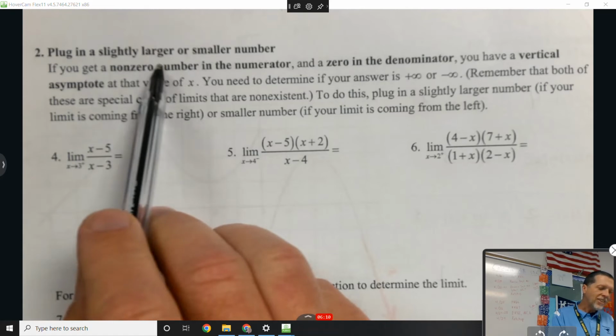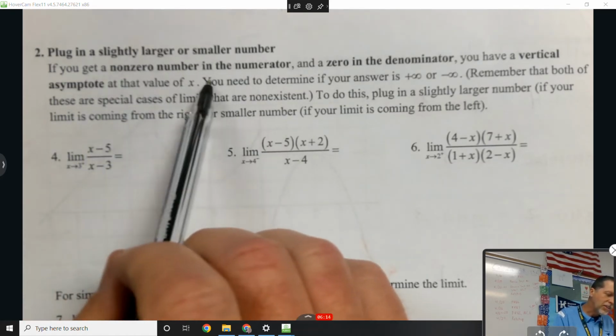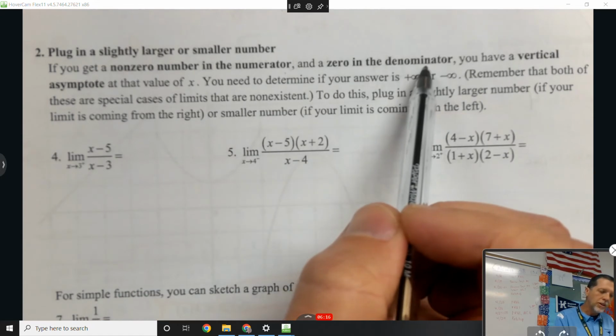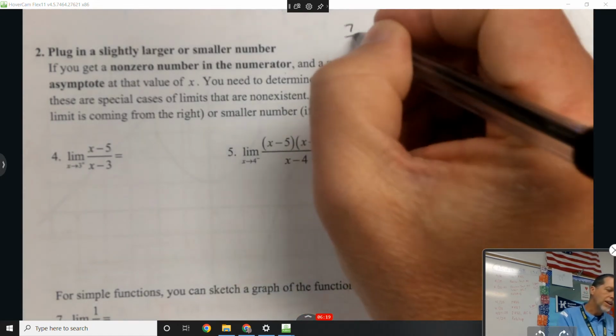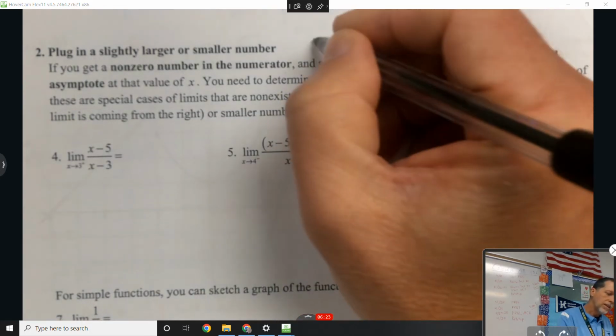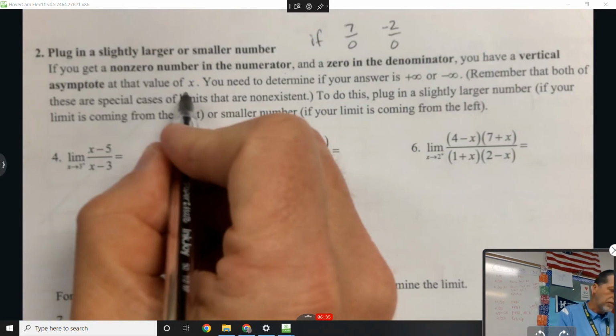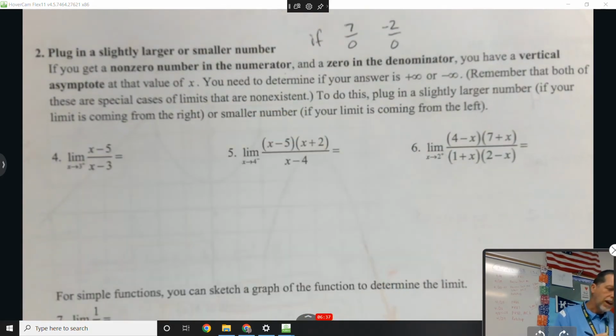Plug in a slightly larger or smaller number. All right. If you get a non-zero number in the numerator and a 0 in the denominator, so if you get 7 over 0 or negative 2 over 0, then you have a vertical asymptote. Right? You remember that. If they canceled, then you had a hole. But if they didn't cancel, you had a vertical asymptote at that value of x.